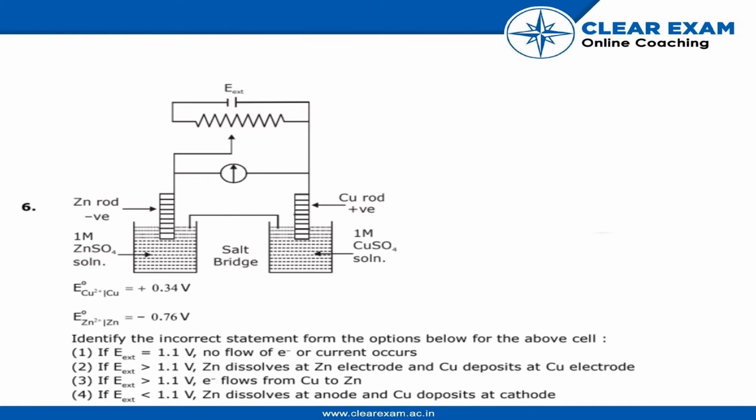In this question we have given a cell and we have to find which of the following is an incorrect statement from the following options. So first we will calculate the E naught of cell.